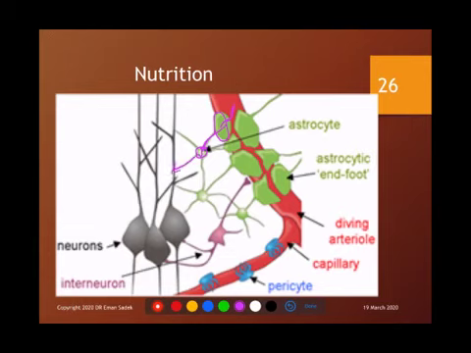Here we also have another one, this one feet-like expansion, and this is the body, and they deliver the nourishment for the queen, which is the neuron.